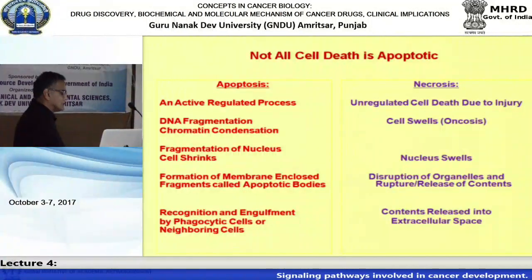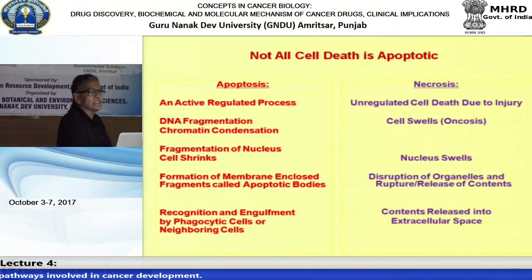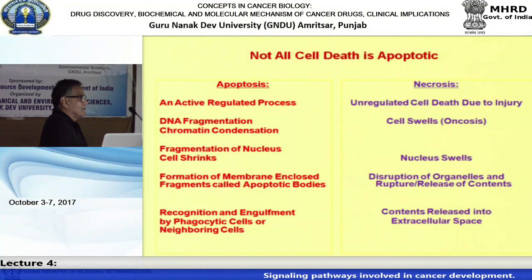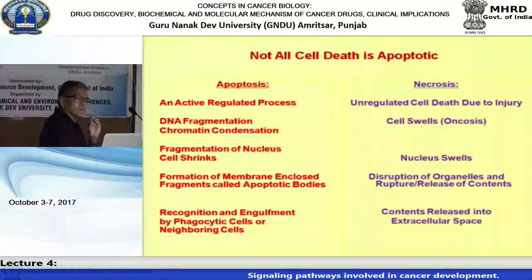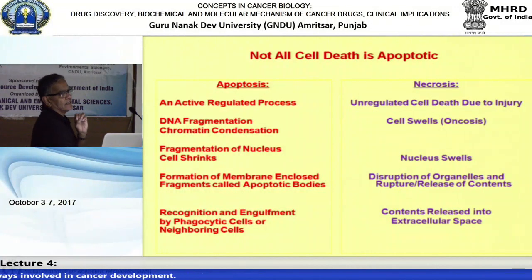Now, there is another word, and we know that necrosis occurs. In cancer cells, you always have necrosis occurring. When you look at the center of a tumor, you have cell necrosis occurring. We'll be talking about it. That also has to do with hypoxia, and I'll be talking about that a little bit later.